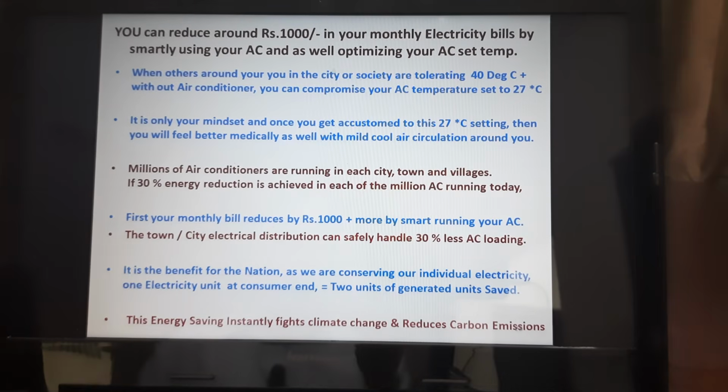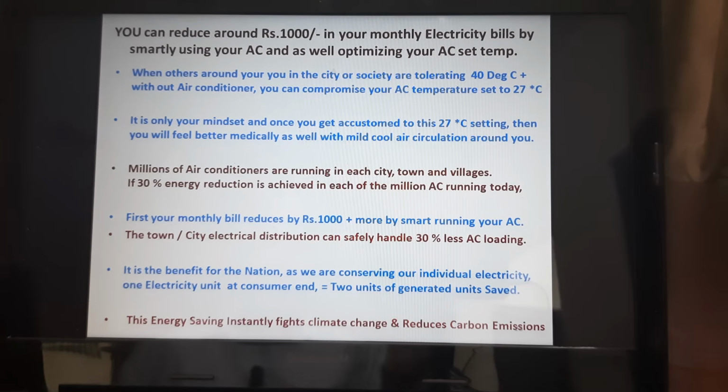So ultimately you can reduce almost 1000 rupees on your monthly electricity bills by smartly using your air conditioner as well as optimizing your AC set temperature. When others around you in the city or in the society are tolerating the harsh 40 degrees ambient without an air conditioner, you can compromise your AC set temperature to 27 degrees. This is what is highlighted here.